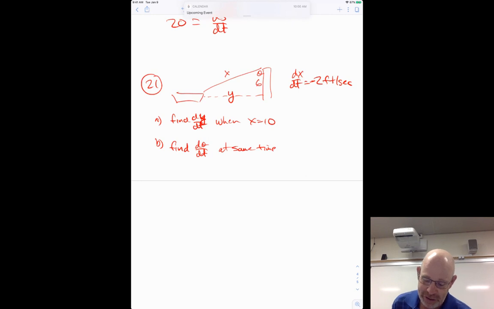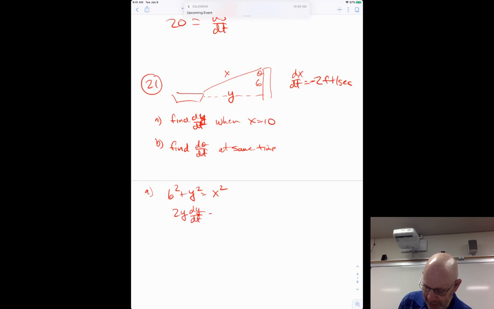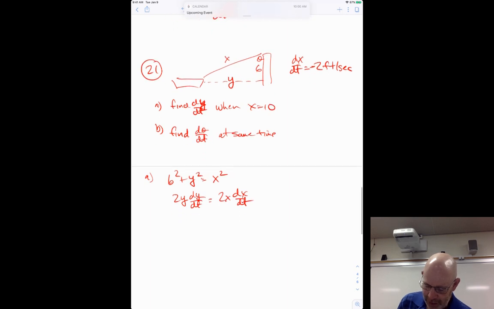So the first equation, pretty simple, Pythagorean theorem again. So A, we're just going to go 6 squared plus y squared equals x squared. Take the derivative, 0 plus 2y dy dt equals 2x dx dt. So we cancel out those 2's again. So here's my picture at that instant now when we freeze it, right? So when x is 10, so this is 10, this is 6, which means that has to be 8.